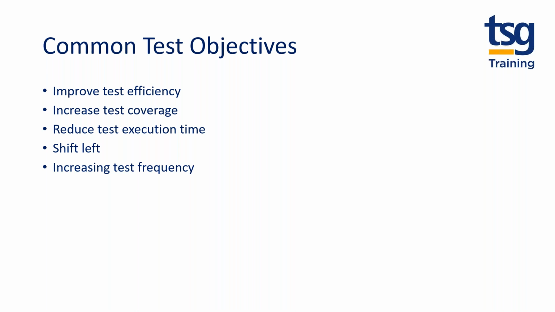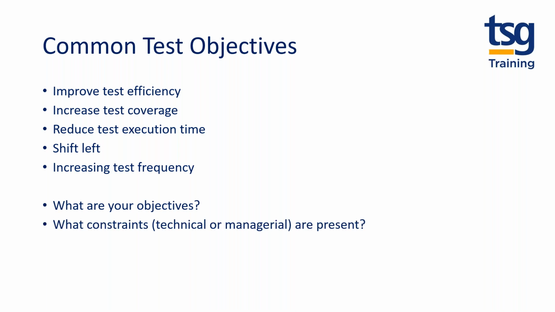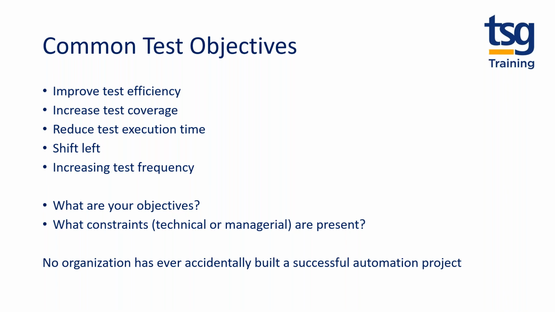Maybe some of these are included in your test objectives, in which case test automation should be a consideration. But in addition to the advantages and the disadvantages, you may have technical constraints, you might have managerial constraints. And these need to be taken into account, because one thing is true: no organisation has ever accidentally built a successful automation project.